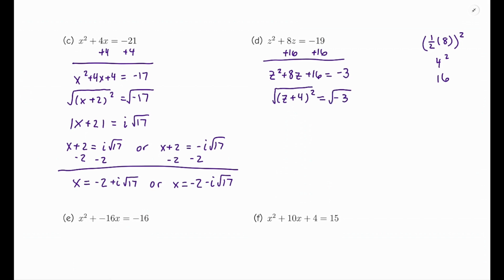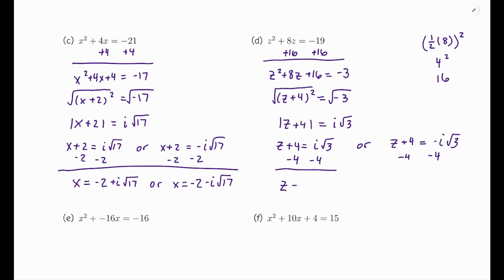Take the square root of both sides, we get the absolute value of z plus 4 is equal to i square root of 3. So z plus 4 equals i square root of 3, or z plus 4 equals negative i square root of 3. Subtract 4 from both sides of both equations, and we get the final two solutions of z equals negative 4 plus i square root of 3, or z equals negative 4 minus i square root of 3.